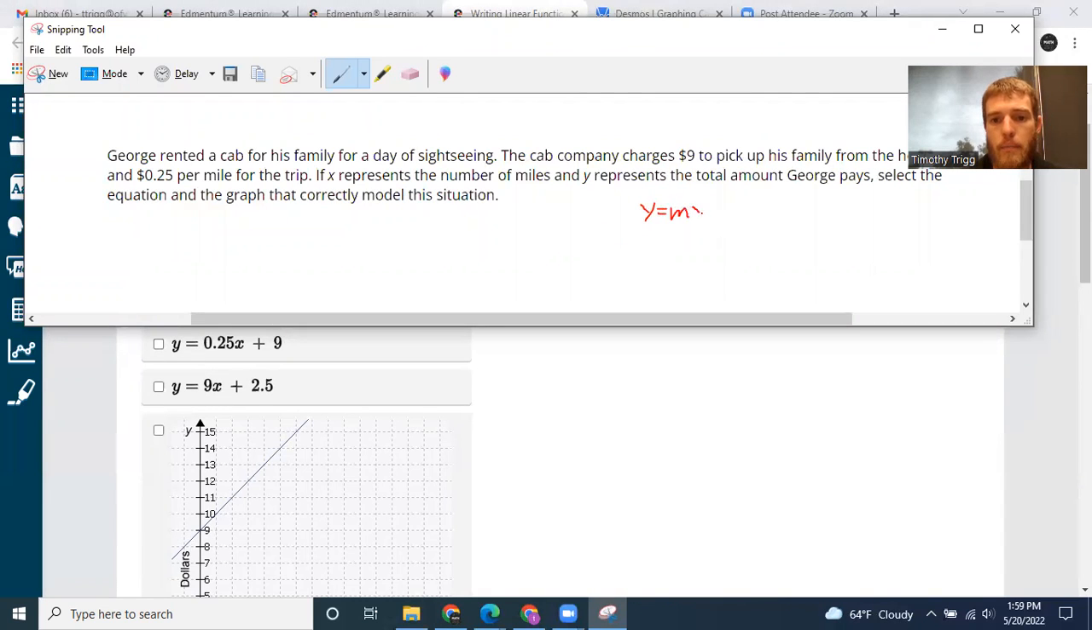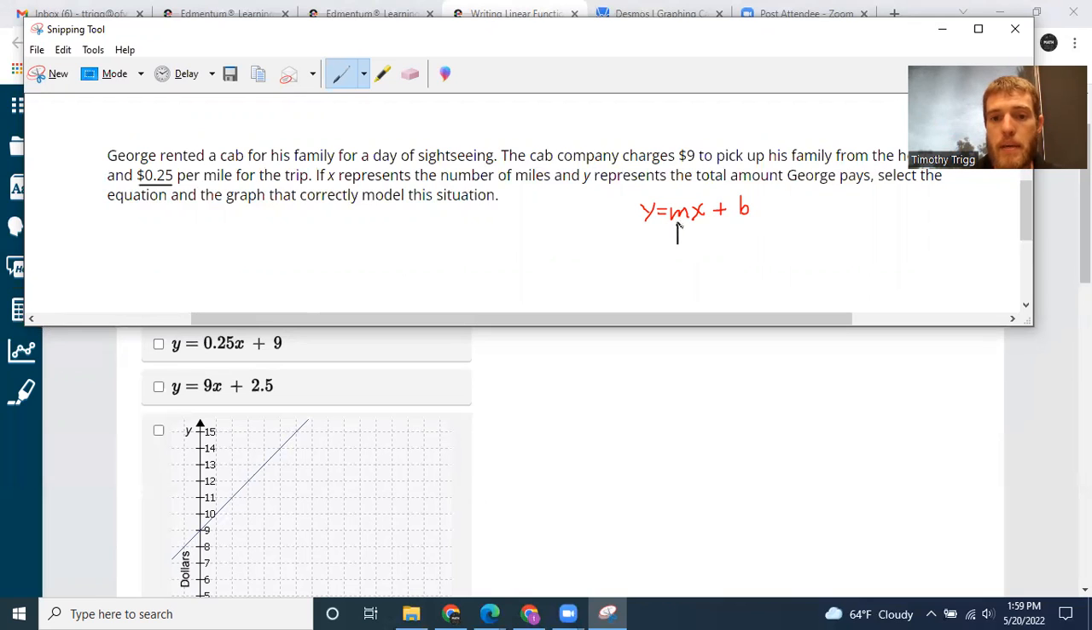So there's two things we need. We need the m and we need the b. Generally speaking, this is actually pretty easy here. Notice it says you're charged 25 cents per mile. That means you're charged 25 cents every mile. So 25 cents for the first mile, another 25 cents for the second mile, another 25 cents for the third mile, and again and again. So this repeated part is going to be your slope.